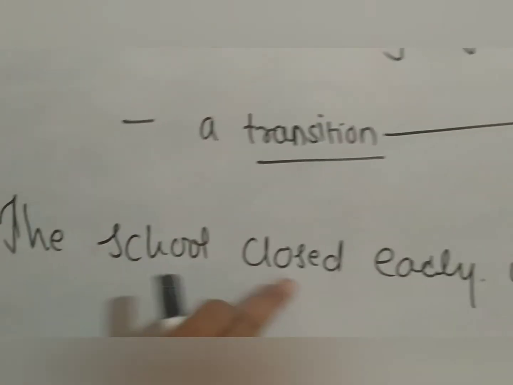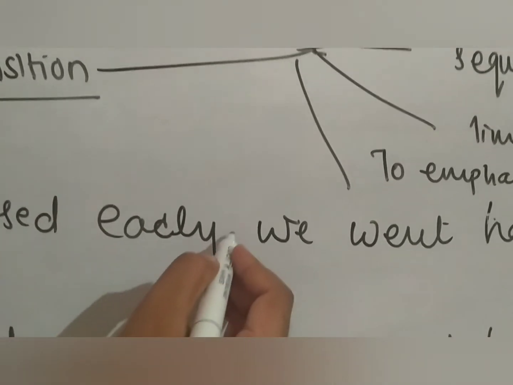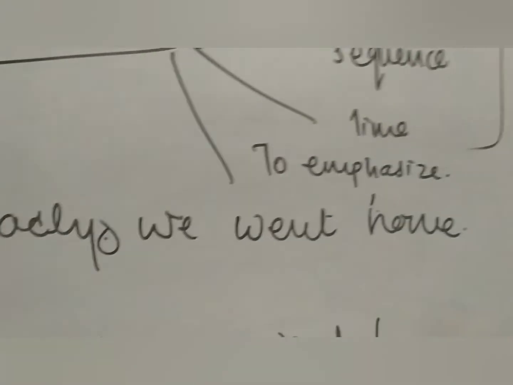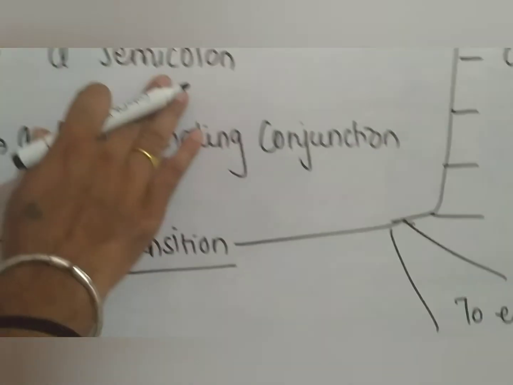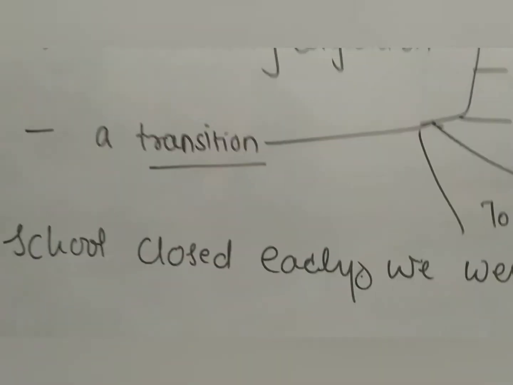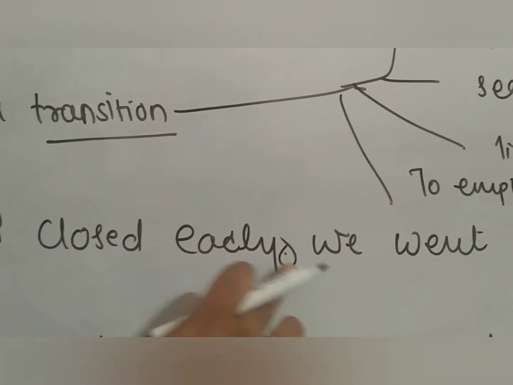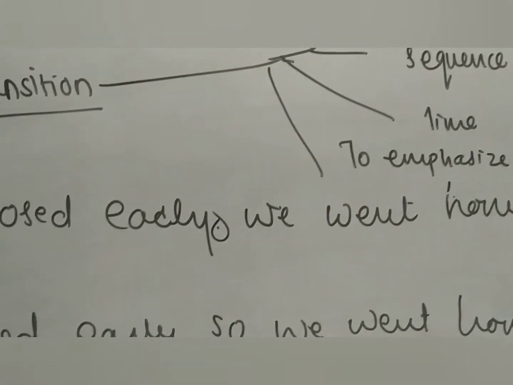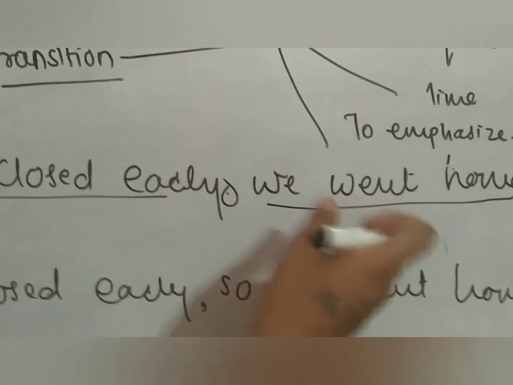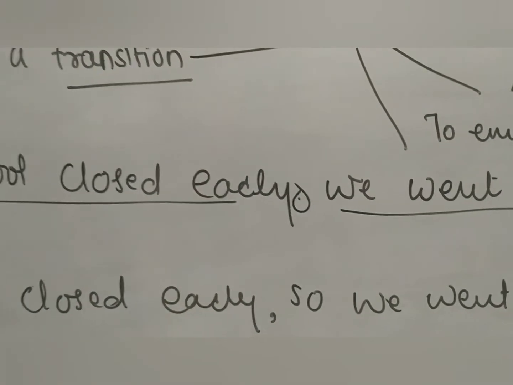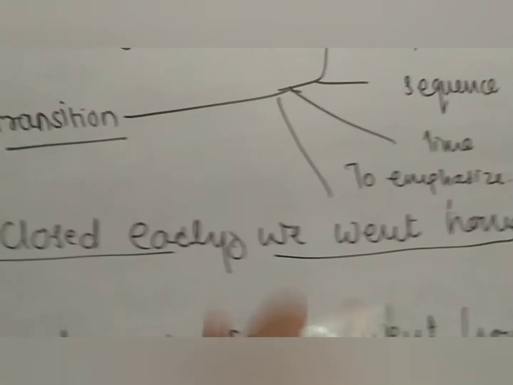Now see the example. With the help of these points you can write a proper compound sentence. The school closed early. There is a full stop. We went home. Here we use a semicolon or a comma in a compound sentence, but here a full stop is given. The school closed, full stop, suppose this is one clause. We went home is the second clause, but here no coordinating conjunction is used. That's why this is not a compound sentence. It is not a proper sentence.